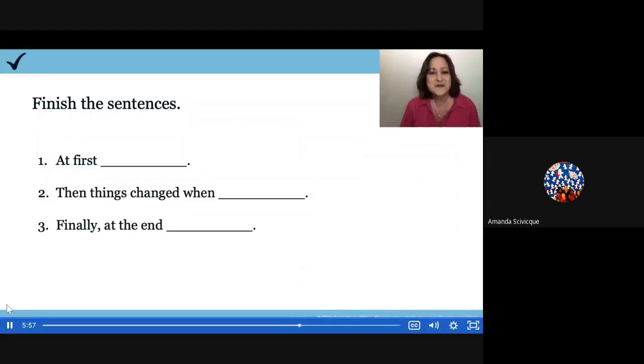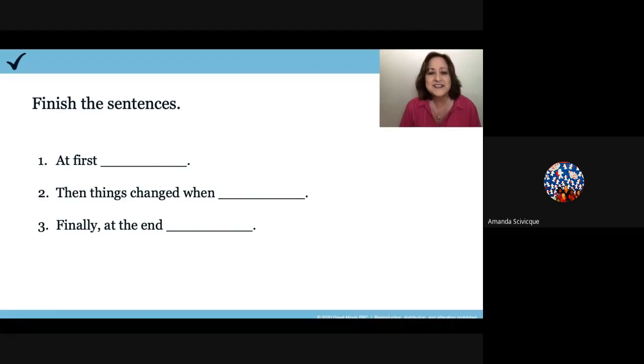Now it's your turn. There's the check in the corner, so your teacher will be checking in with you. Use the sentence frame to get you started in a summary of Little Yellow Leaf. Let's take a look at the frame.